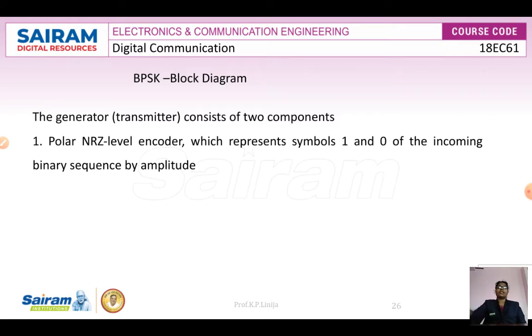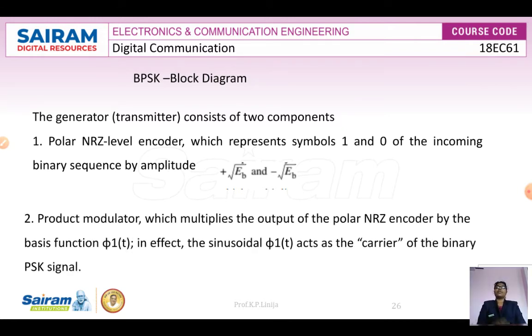And the second component of the BPSK block diagram is our product modulator. Before that, for example, if the symbol is 1, we represent the amplitude level as plus root Eb. For the symbol 0, the amplitude level is represented as minus root Eb. Eb is nothing but energy per bit.